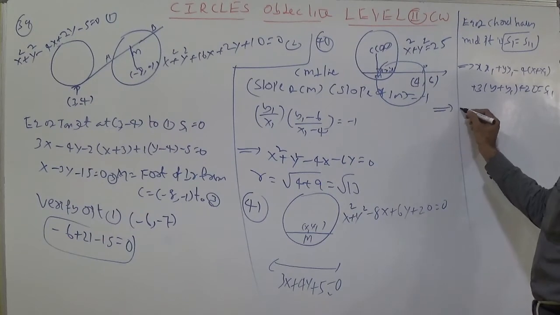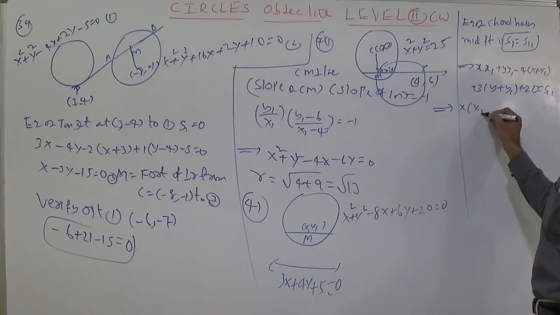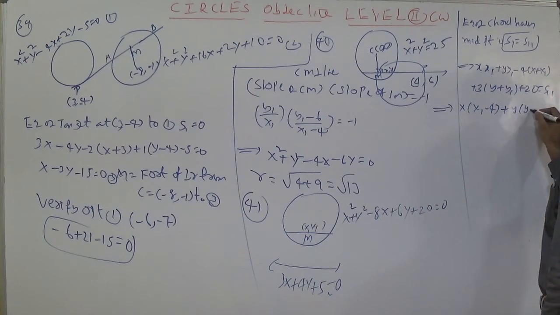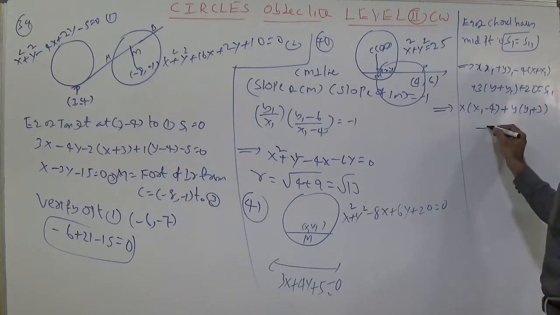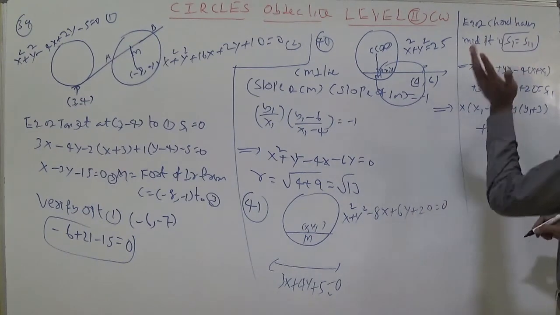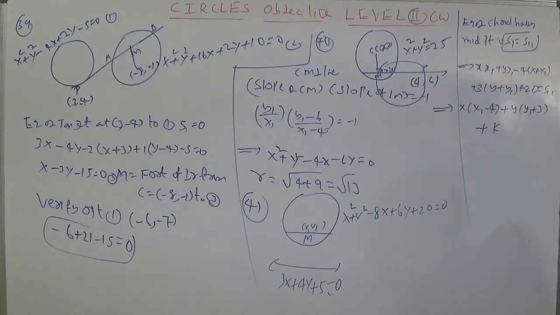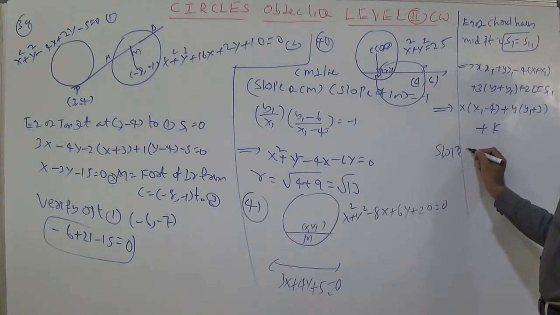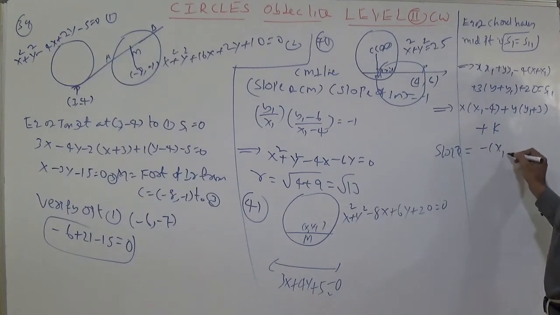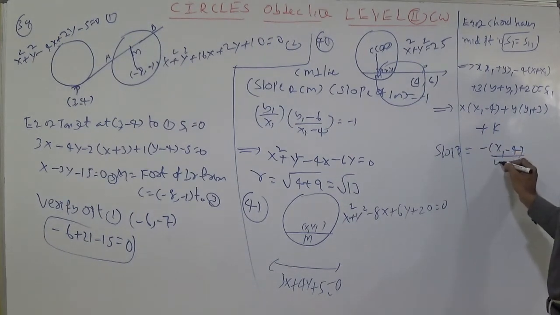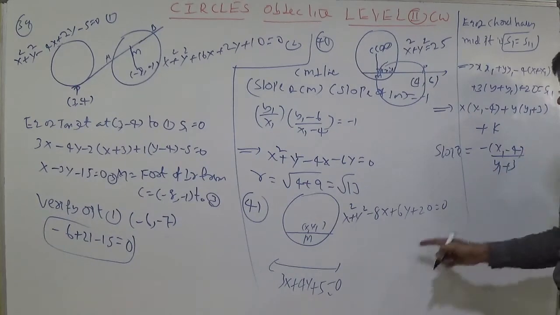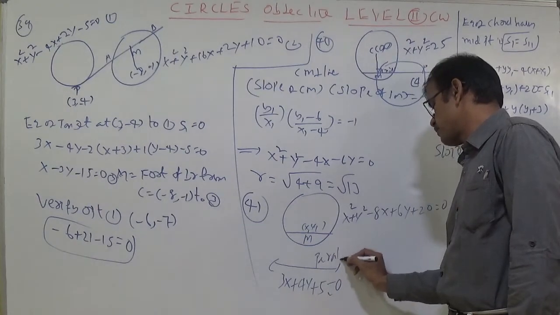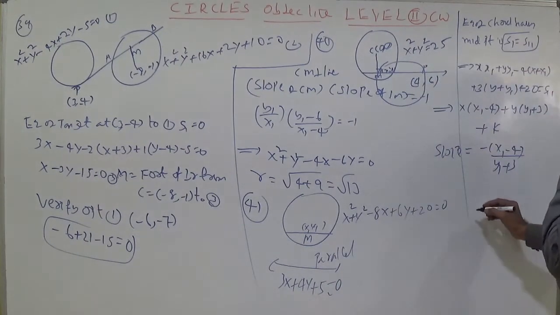Now convert this into the line form. So x taken common, it becomes x1 minus 4, plus y taken common, it becomes y1 plus 3, plus whatever the value is, simply write as k, because no need to get the constant. Slope you write. Slope of this line is equal to minus (x1 minus 4) by (y1 plus 3). This line is parallel to this one.